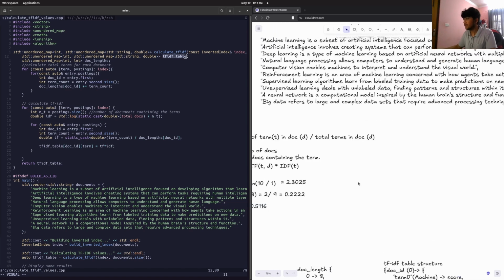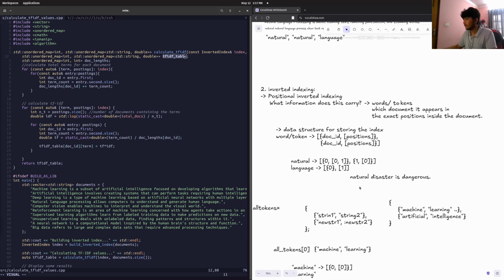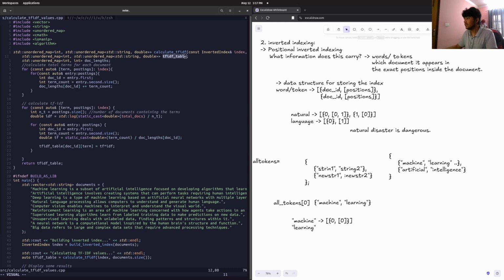So here in this case, this is the word, the document ID, and the position. The example is natural, and it belongs to document 0 with positions 0 and 1, and document 1 with position 0. So for each index we will have the total number of documents containing the term. It's basically the size of the posting. So the size of the posting is 1 and 2. So it belongs to 2 documents.